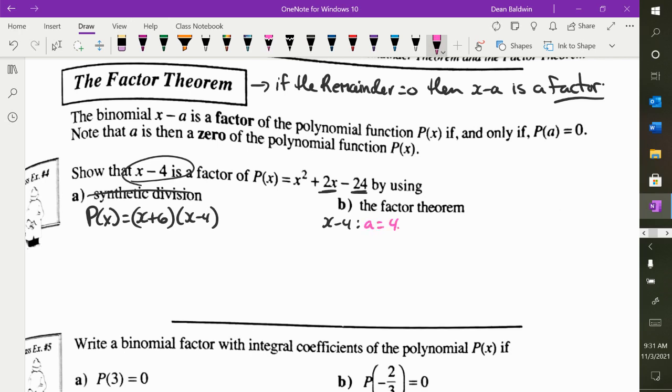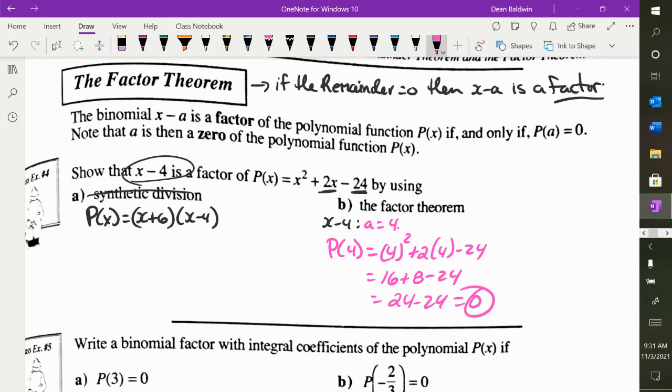Positive 4. So if I put my a value 4 into this polynomial, I should get 0. I should get a remainder of 0. So let's see if that works. 4 squared is 16, plus 8, 16 and 8 is 24, which gives me 0. Okay.